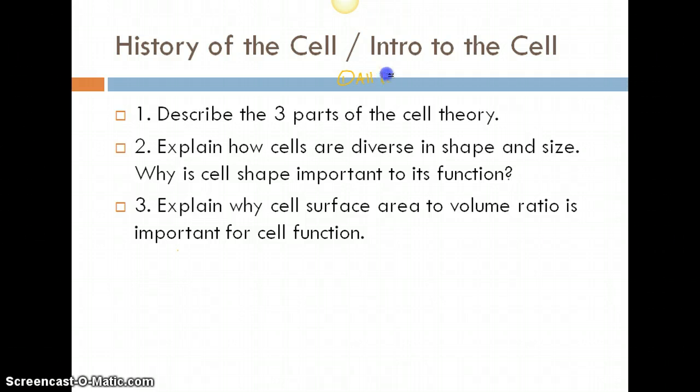All living things are made of cells. The cell is the basic unit of life. And number 3, cells can only come from other cells.